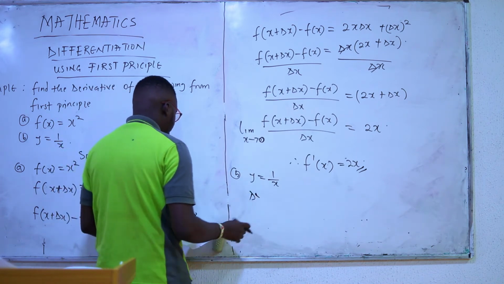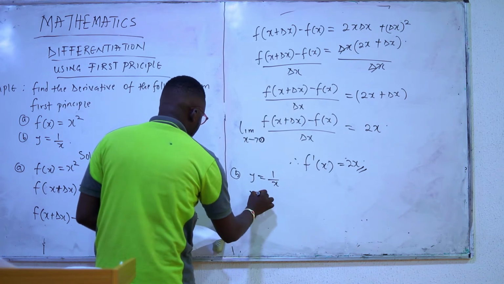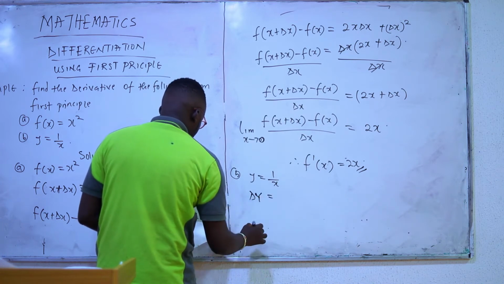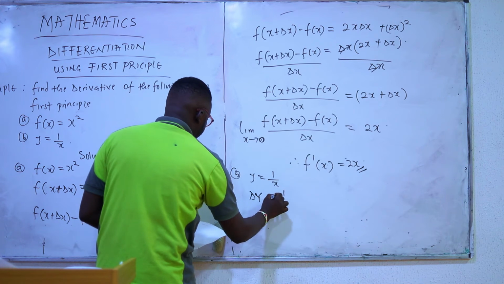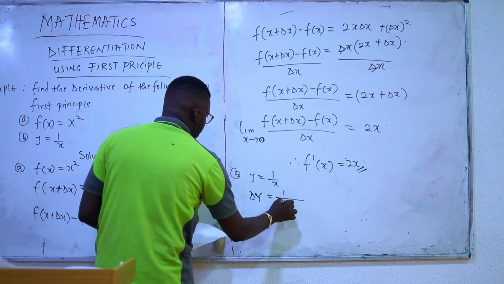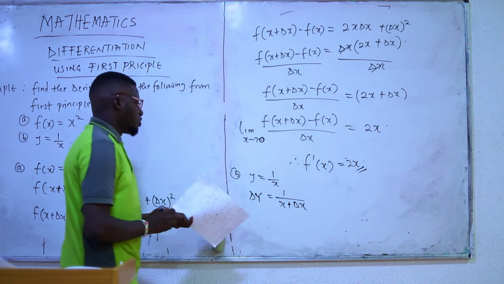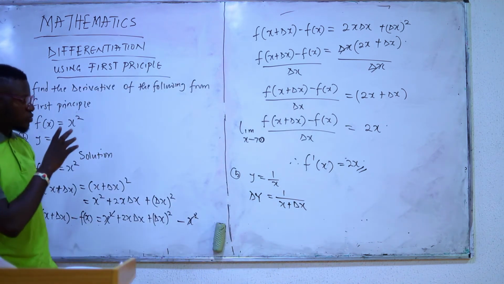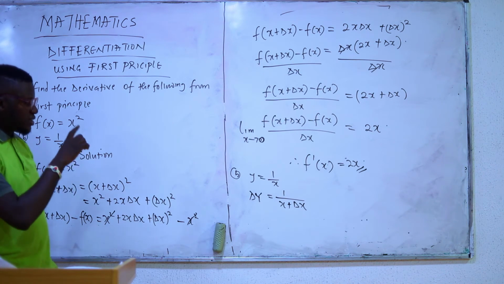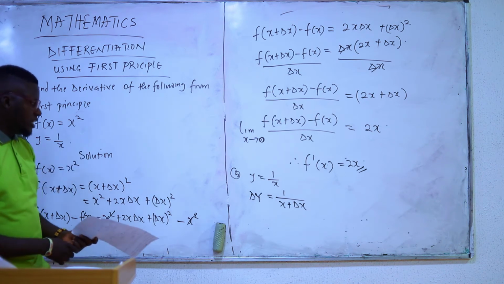The first thing here, I'm going to get my change in y. So now my change in y is going to be given as 1 divided by, instead of this x, I'm going to have x plus change in x. So here I'm looking for my change in y. My y is 1 over x. Now my change in y is equal to x plus change in x.